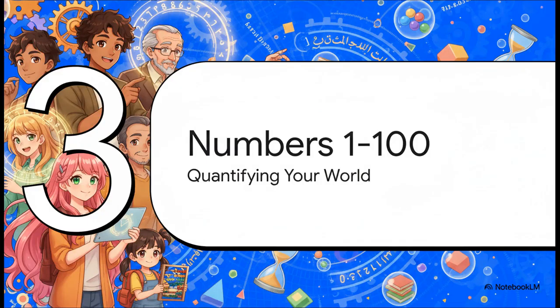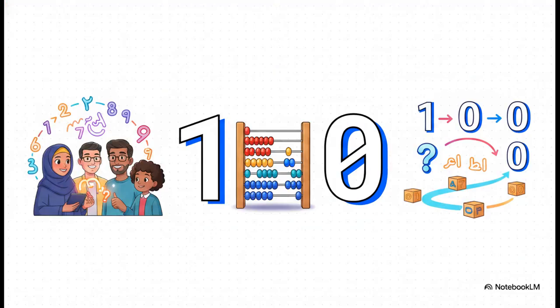All right, Section 3, numbers 1 to 100, quantifying your world. 100. I know, seeing that milestone can be super intimidating for a beginner in literally any language. But listen, mastering digits from 1 all the way up to 100 is completely within your reach because the Arabic number system is just incredibly logical.